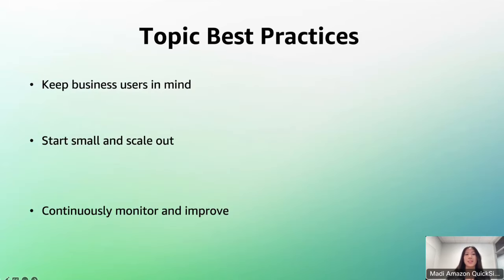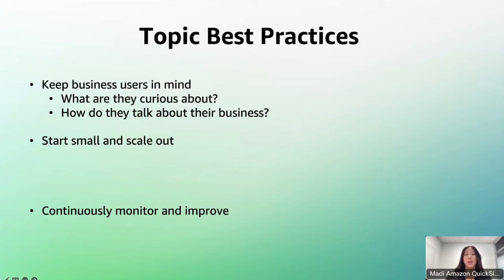Okay. And so some best practices for making a topic that we want to keep in mind is keeping the business users in mind. So you want to know what are they curious about, which will help you focus your synonyms and friendly names, as well as including and excluding which data fields you actually want in your topic. And how do they talk about their business? So what types of terms do they want to see in the Q&A, and then you'll add those to your synonyms. You also want to start small and scale out.